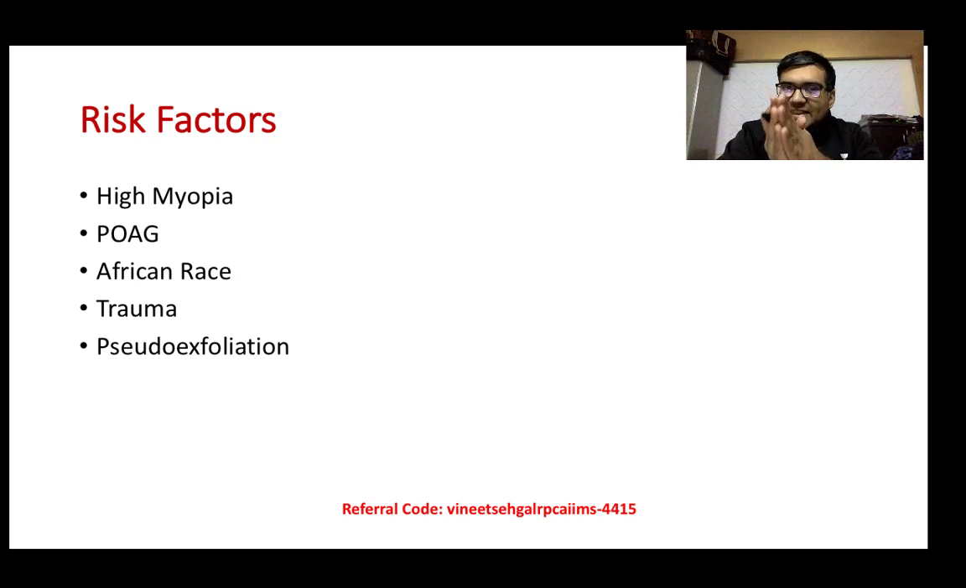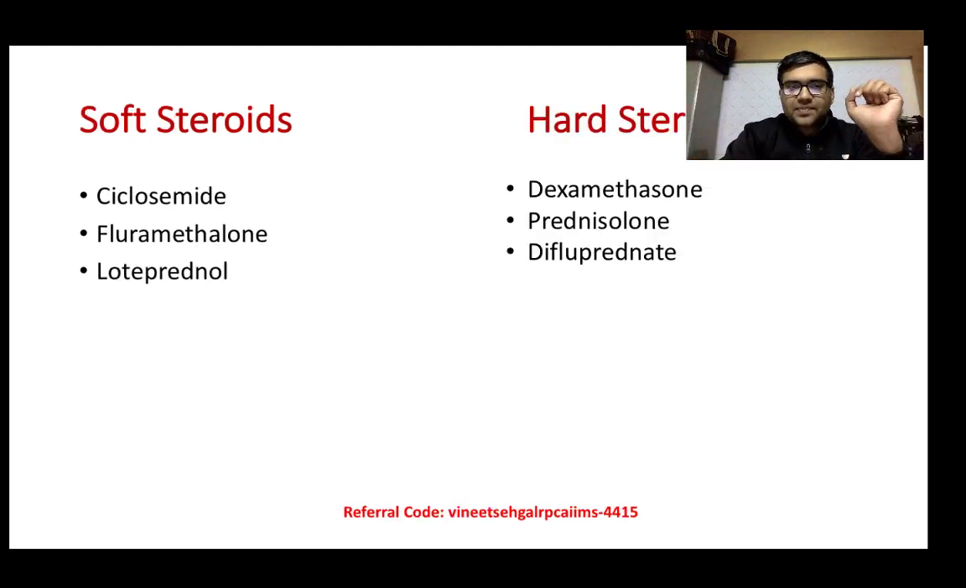So what are the risk factors? The risk factors I told you are high myopia, a patient who already has primary open angle glaucoma or normal tension glaucoma, African race, trauma, and pseudoexfoliation. There are many risk factors. Out of these, I think these are important for you for the exams.